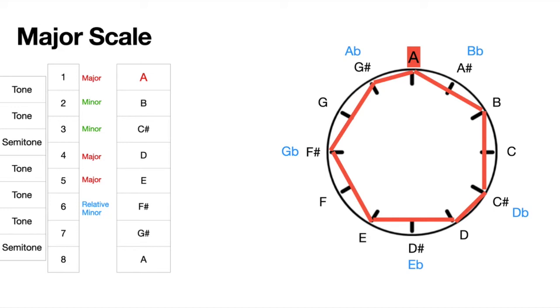So you can see that the major chords in the key of A are going to be A, D, and E, and the relative minor is F sharp minor, and the two other main minors will be B minor and C sharp minor.